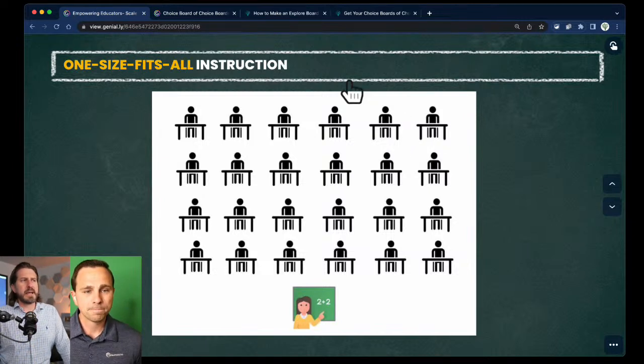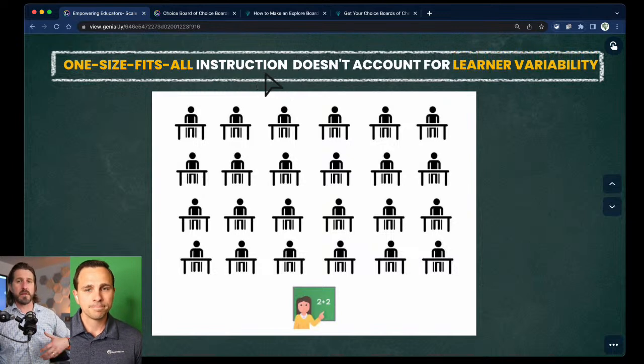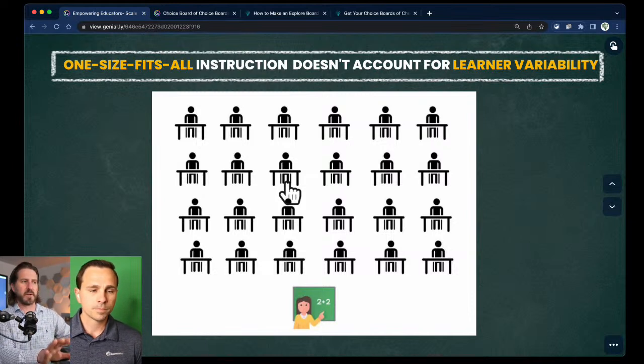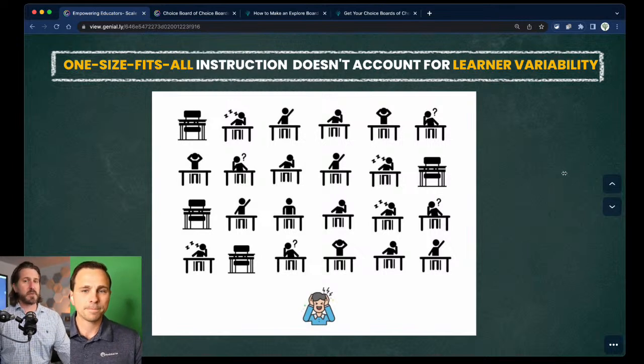Yeah, and really the core issue with this model of instruction is that it just does not account for the truth of learner variability. Although we might have this dream that we're going to stand in front of the class and deliver instruction that is going to reach every student, every teacher knows that the reality is much different, right? So we have a class that looks more like this. Yes, you do have the students for which the model works, represented by the raised hands and the engagement.